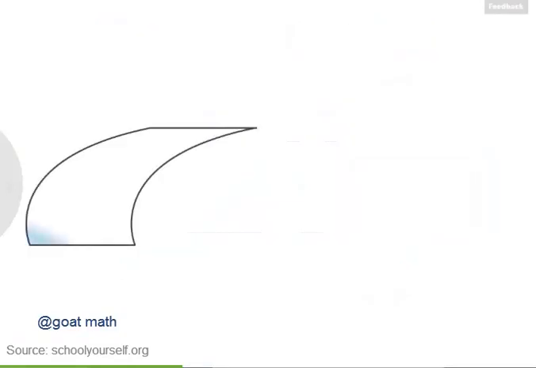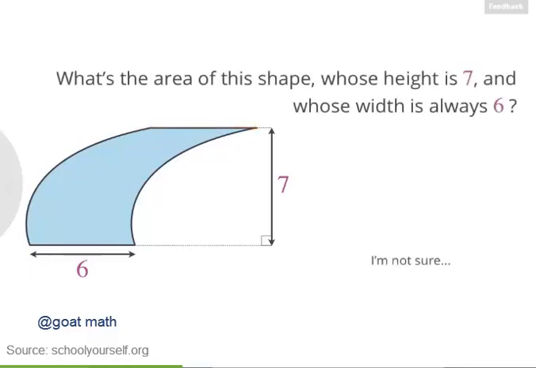Let's take another look at that peculiar shape from the beginning, and let's try to find its area. Let's say the vertical height of this shape is 7, and the base over here has a length of 6. If you look carefully at this shape, you can see that the width is 6 at every point along the height. So what's the area of this shape? If you're not sure where to get started on this question, just click over here.